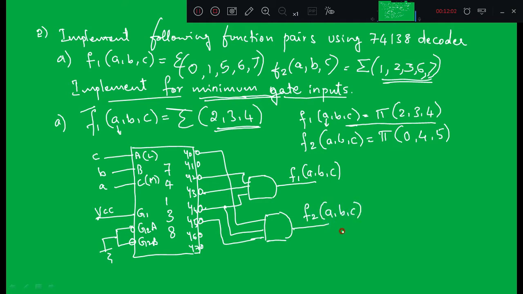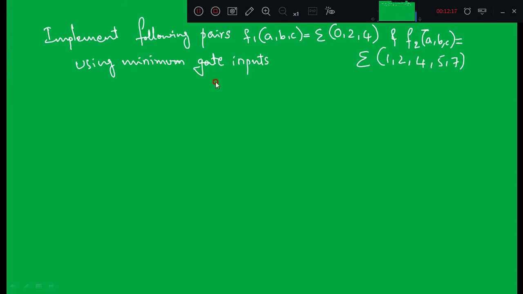Okay, so this is the design using the 74138 decoder. Next we'll see one more example, and we'll wind up the decoder portion. Again the same question, but the functions are different. First one is f1 of abc = summation 0 to 4, and f2 of abc = summation 1, 2, 4, 5, 7.